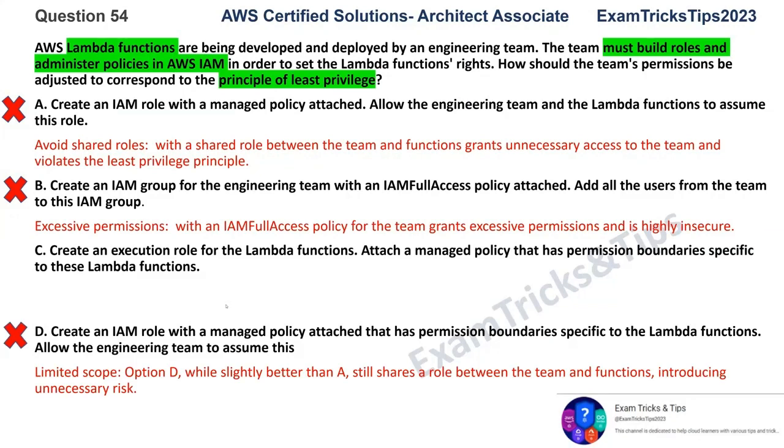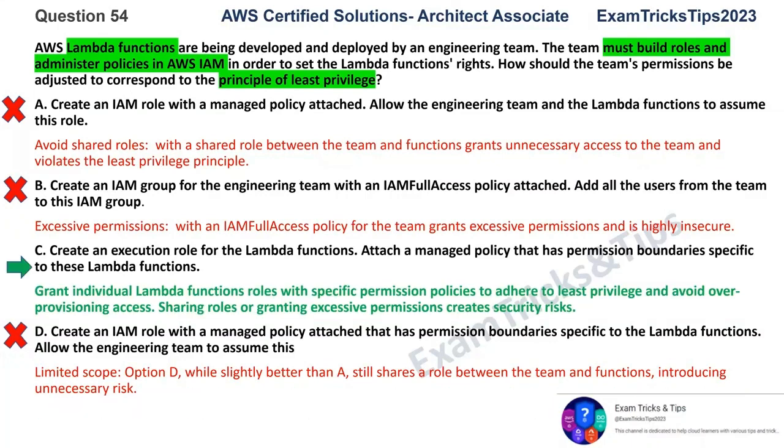And option C, let's see what this says. It says create an execution role for a Lambda function, and attach a managed policy that has permissions boundaries specific to this Lambda function. So option C is basically option D, but it doesn't share anything with the engineering team or any other resources. So option C is the correct answer for this particular question.